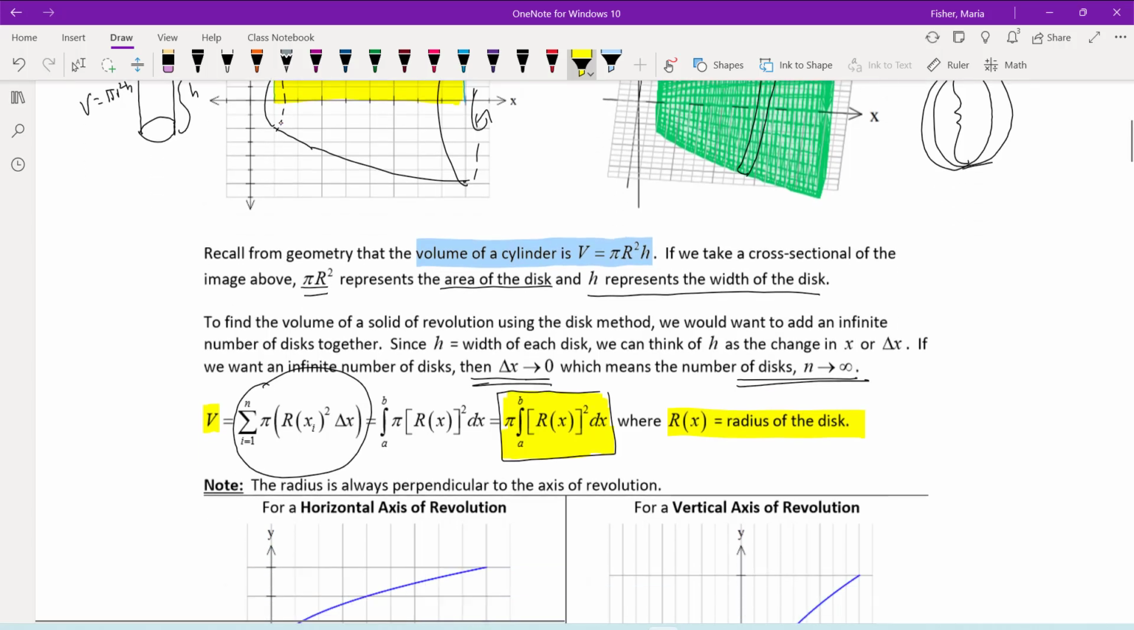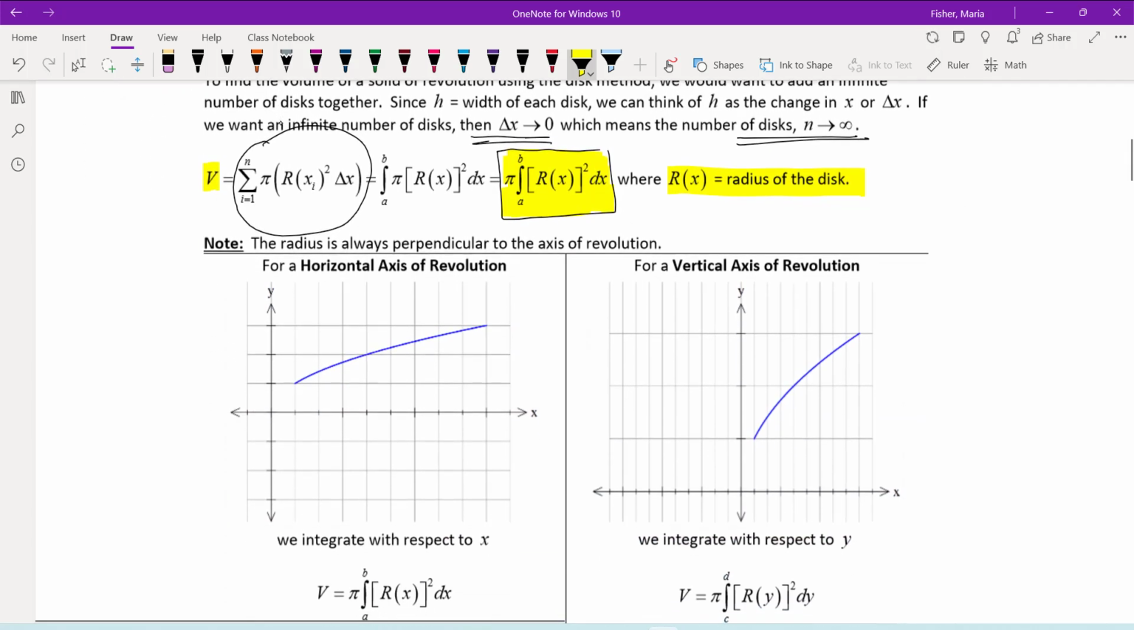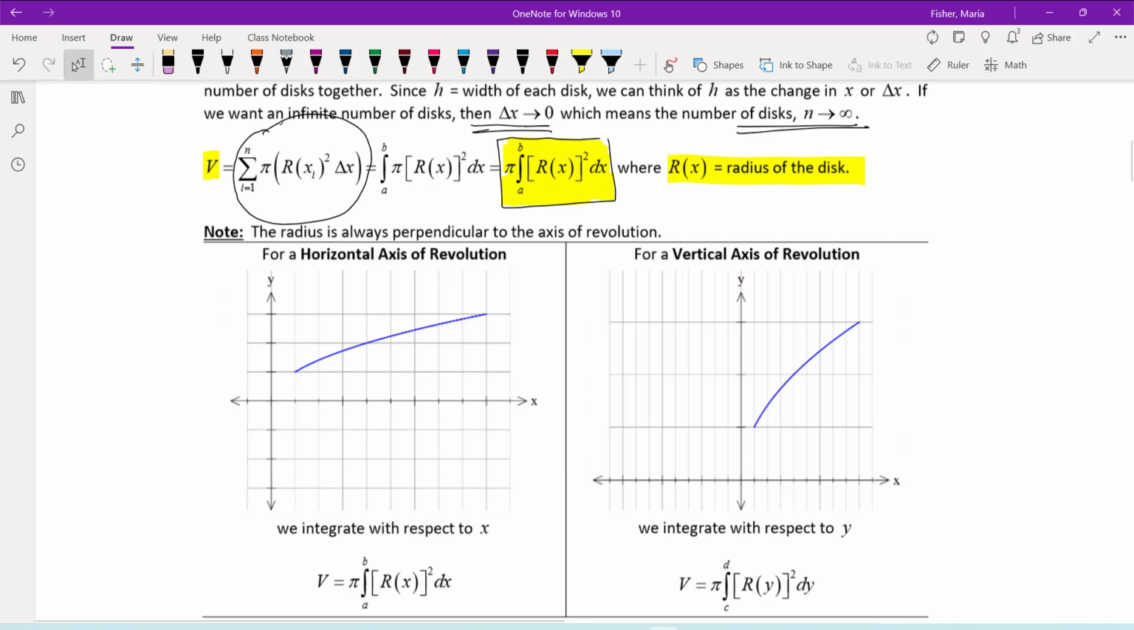Now please note that the radius is always going to be perpendicular to the axis of rotation. So it's always going to be perpendicular to that axis of rotation. The other thing that you should note is that it's going to be the distance from the curve to the axis of revolution, or that axis of rotation.